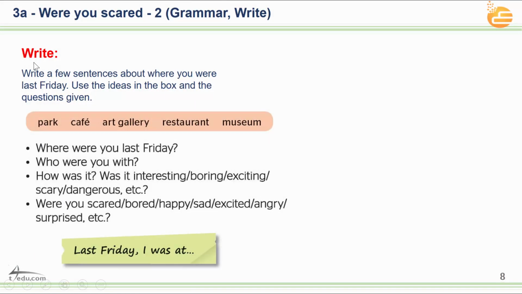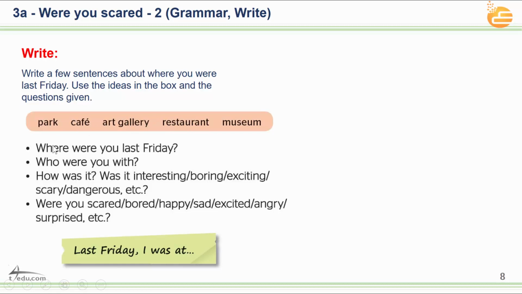So now we will talk about write. We want to learn how to write in the past tense. Write a few sentences about where you were last Friday. Use the ideas in the box and the questions given. So you can use this: park, cafe, art gallery, restaurant, museum, if you were at one of them. And you can use these questions.